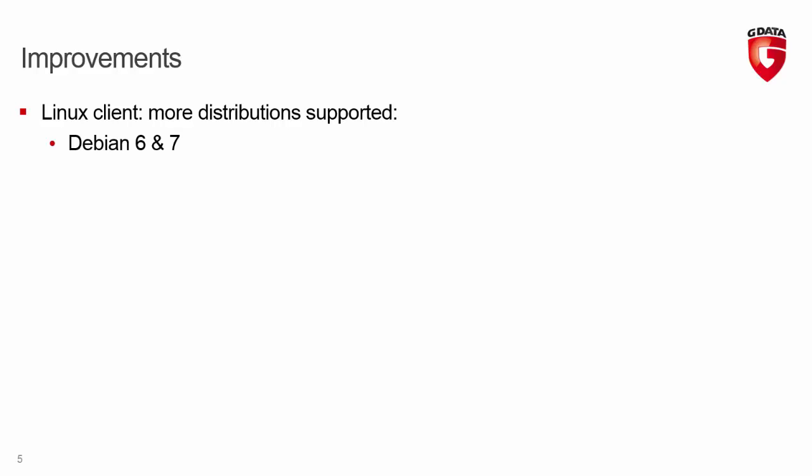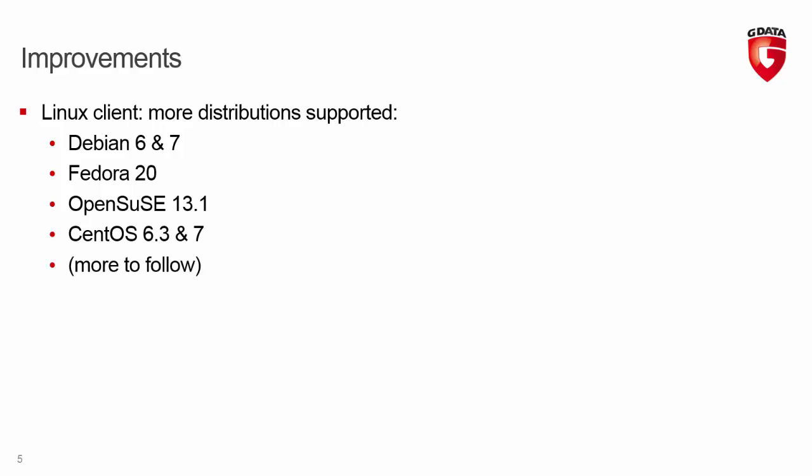Linux systems are now supported on a broader basis. We have added the following distributions to our list of supported versions: Debian 6 and Debian 7, Fedora 20, OpenSUSE 13.1, CentOS 6.5 and CentOS 7. More distributions will be supported in upcoming versions of GData.